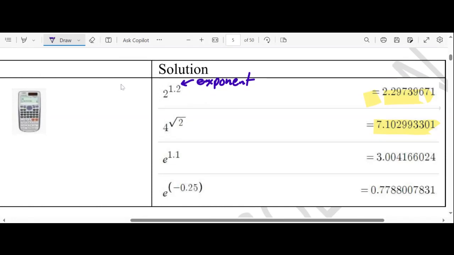These are examples. Can you show me the solution in the calculator? How to do it in the calculator? In the exam, how can I show you? I don't have a calculator.